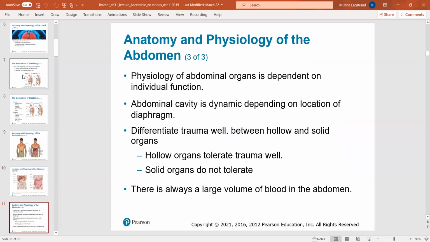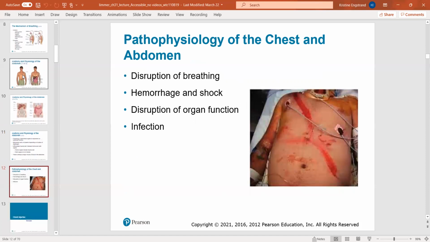So the abdominal cavity is dynamic. It's hard to diagnose injuries. Like it says, the hollow organs tolerate trauma pretty well because they're hollow. The solid organs don't do as well. So there is always a large volume of blood in the abdomen. Of course there is. They are feeding all of our organs. So be mindful of that and look at your mechanism of injury.